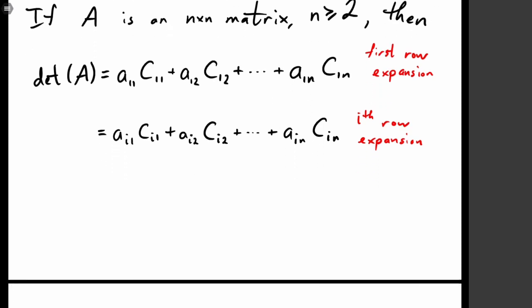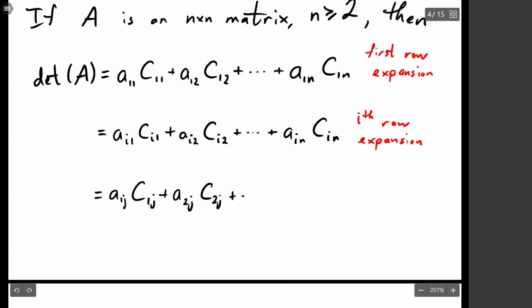But we don't even have to stick with rows. We can do it with columns as well. A1j C1j, plus A2j C2j, plus dot dot dot, plus Anj Cnj. Okay? This here is the jth column expansion.